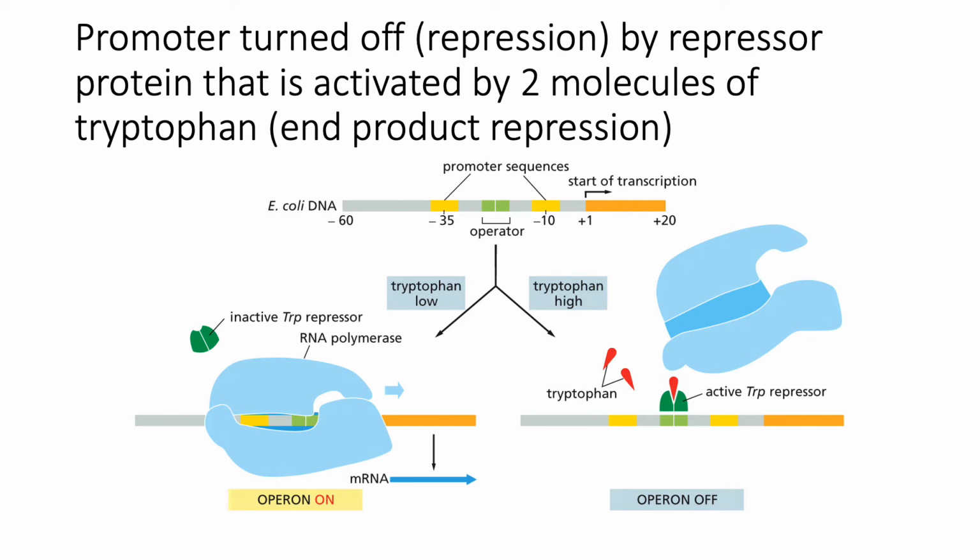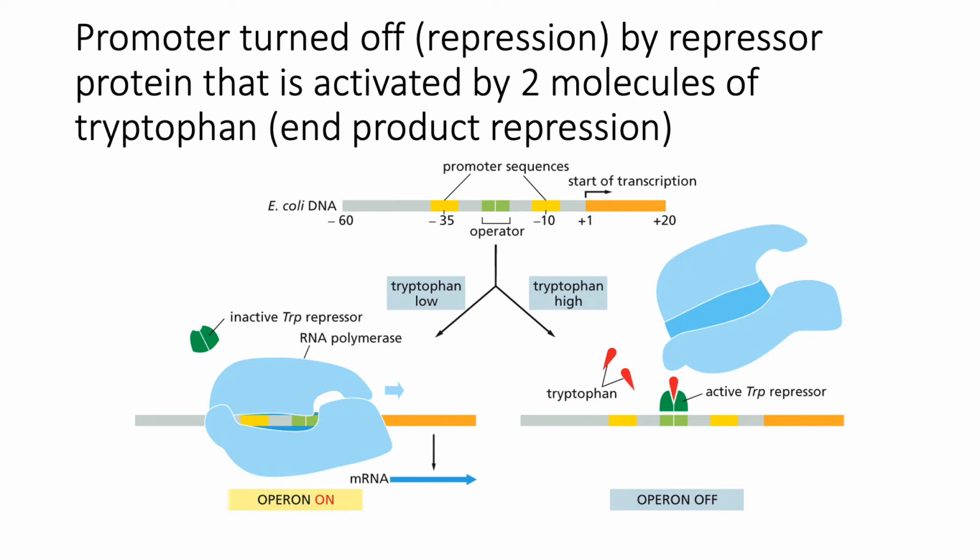Now, I personally find it incredibly amazing that the end product of the pathway, the amino acid tryptophan, binds to the repressor, a protein that represses the transcription of its own synthesis. This is referred to as end product repression or negative regulation. But what it's doing, in a sense, is measuring the level of tryptophan in the cell. If the tryptophan is high, it binds and turns the operon off. If it's low, it comes off and the operon gets turned on. So it's constantly monitoring the level of tryptophan.